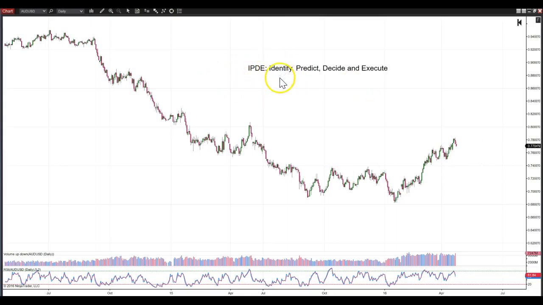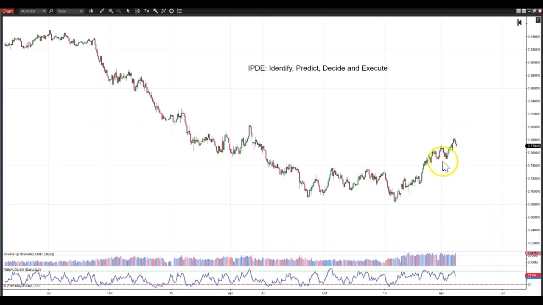And that's what identify is at a high level. Then we go to the next step, which is predict. Based on where the market is, what we know the direction of the market is, and whether there's a trend change or not, where is the market likely to go? Basically predicting where the market is likely to go.